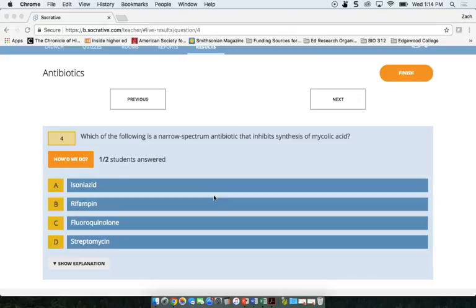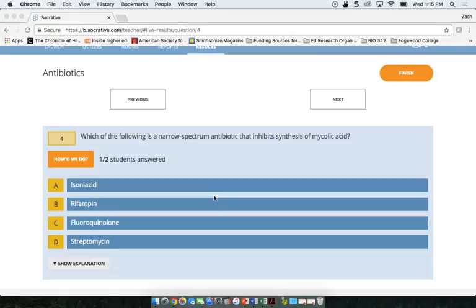Before we even answer this one, where do we find mycolic acid? What type of bacteria is this associated with? Yeah, acid-fast bacteria. Prototypical member, Mycobacterium tuberculosis. So one of these drugs, actually two of them, are used oftentimes to treat Mycobacterium infections. So we're finding Mycobacterium are gaining resistance to these combinations. Which of these targets mycolic acid synthesis?